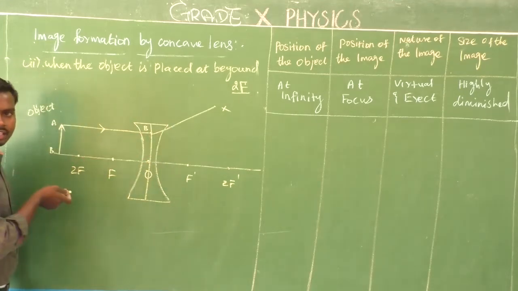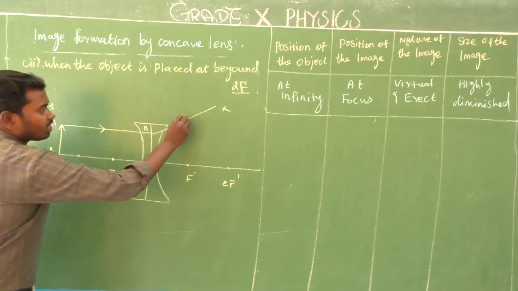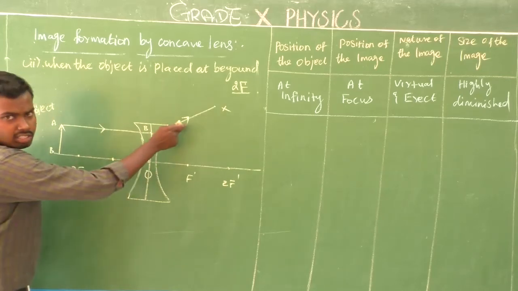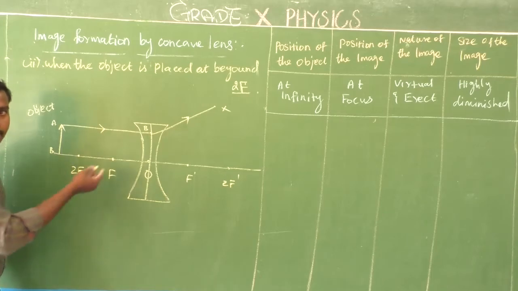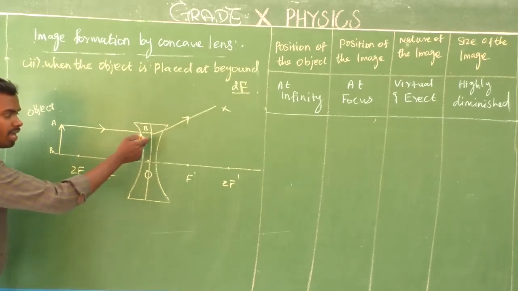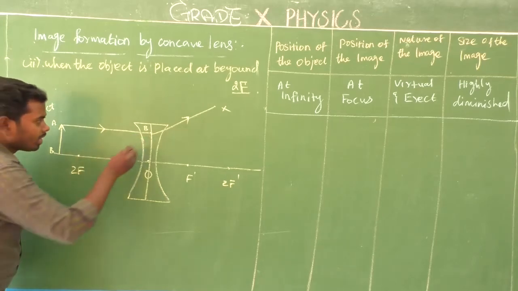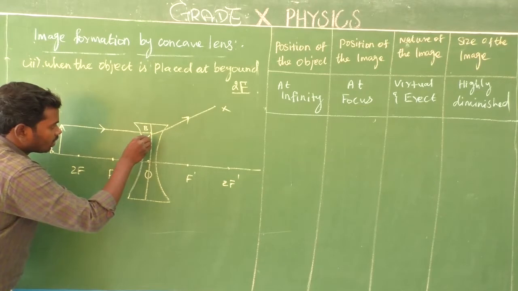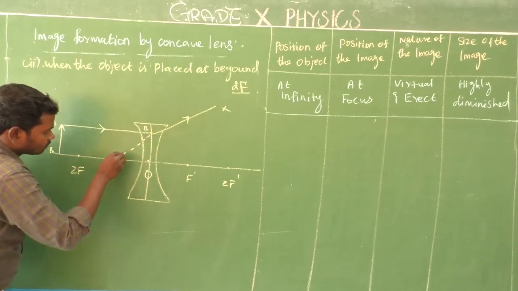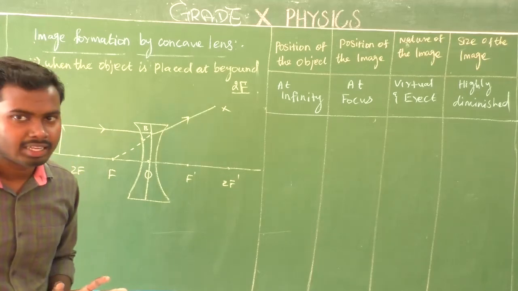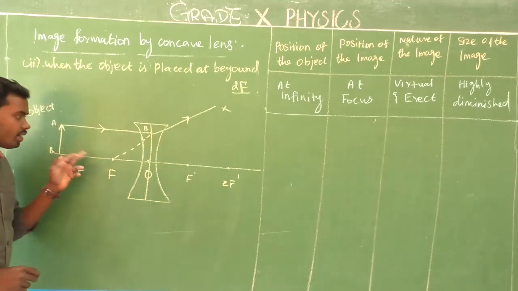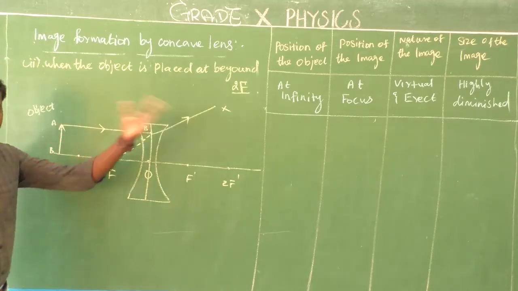If we extend this refracted ray, already we know very well, if we extend this refracted ray at the back side, it appears to come from its focus. Yes, it appears to come from its focus. Very simple. Is it clear? So this ray of light is completed.